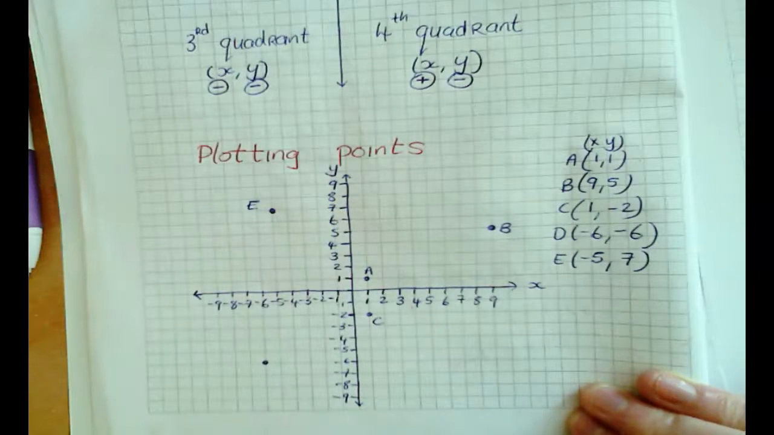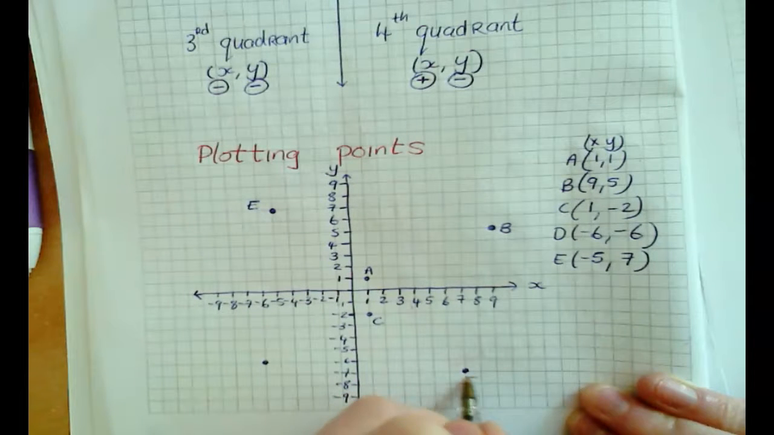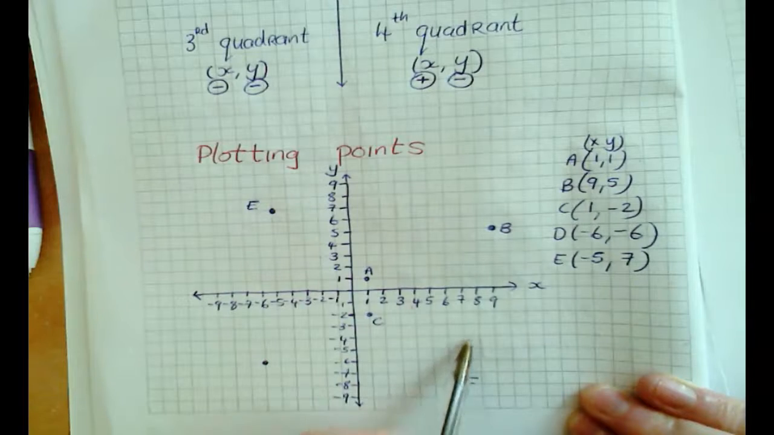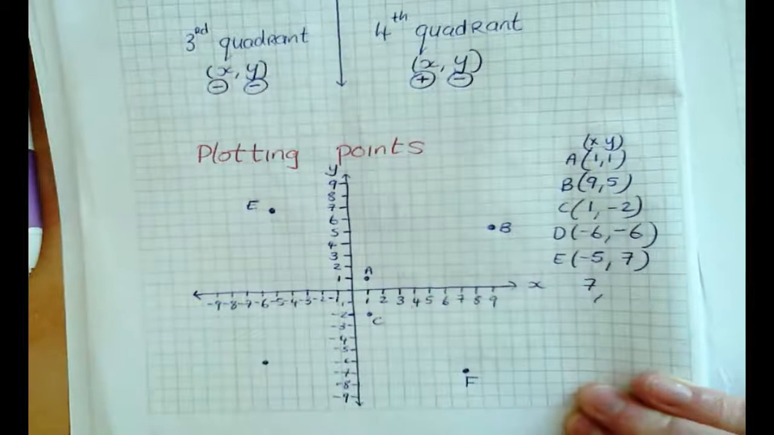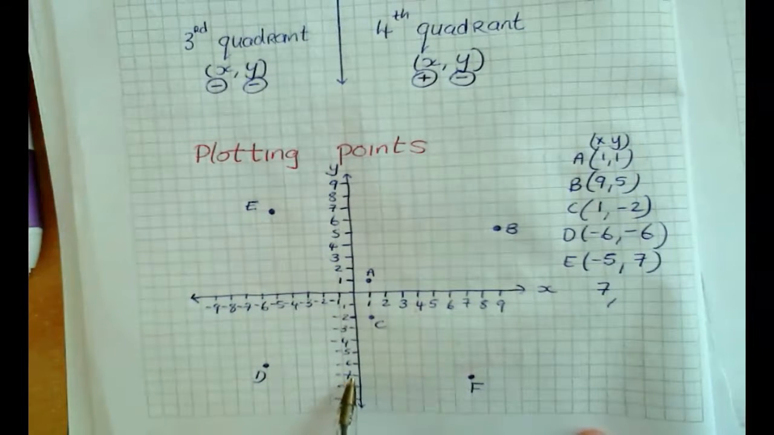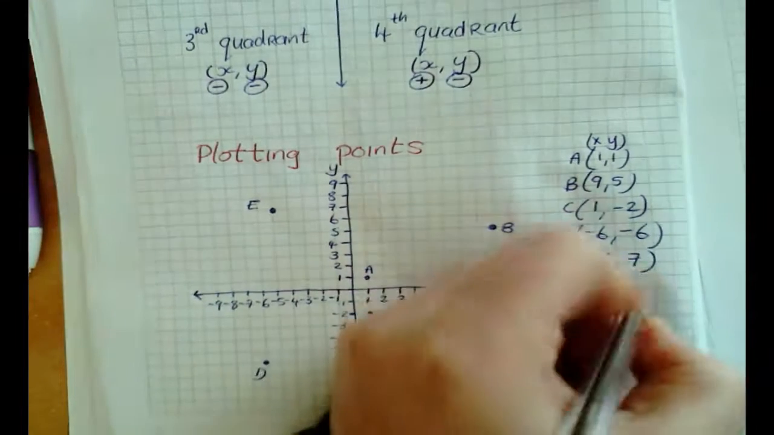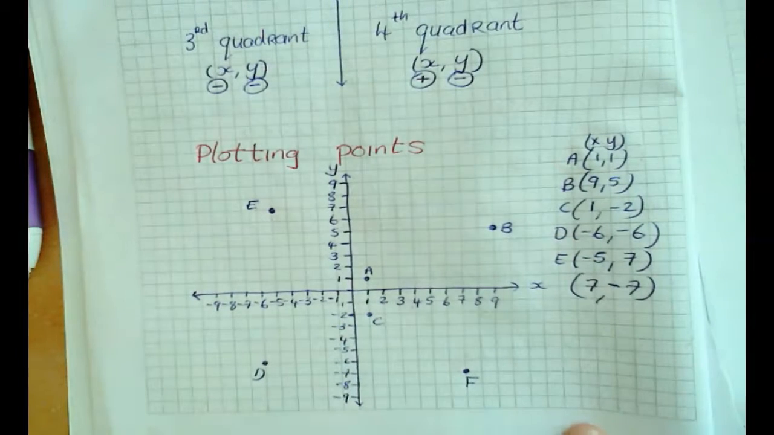So if I was given this point here and call it F, and I was asked what are the coordinates of F, okay, my x comes first. So if I go up to my x-axis, I'm at 7, and then if I go across to my y-axis, I'm at -7. Okay, so my y is -7, and the coordinates are always in brackets as well.